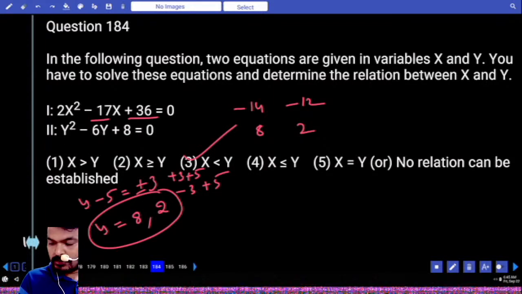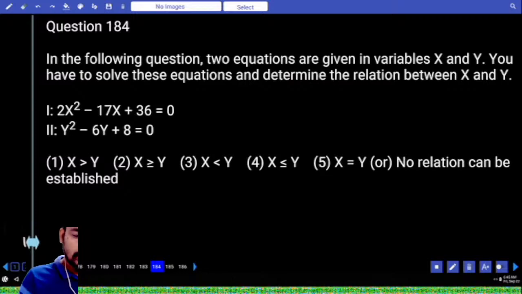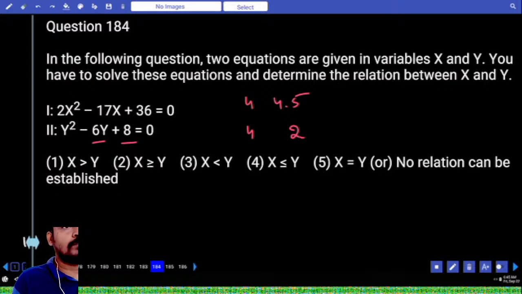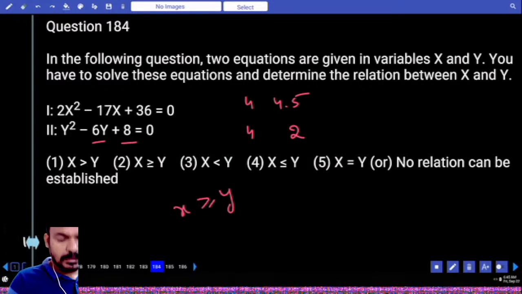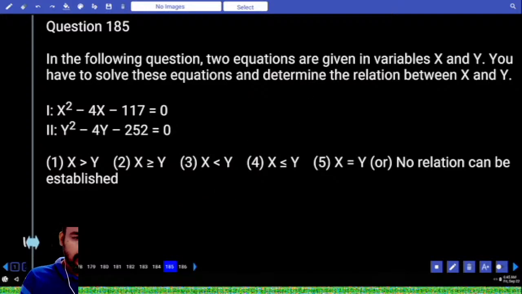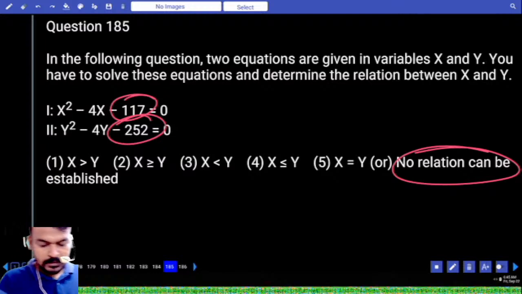Next, 184. What is the first one product? 72. Means we write 8 and 9. 8 by 2 means 4. 9 by 2 means 4.5. Second one product 8. Sum is 6. Then we write 4 comma 2. 4 compared to 4 comma 2, greater and equal. 4.5 compared to 4 and 2, greater, only greater. And what is the answer? X greater than or equal to y. Next, 185. What is the answer? No relation.